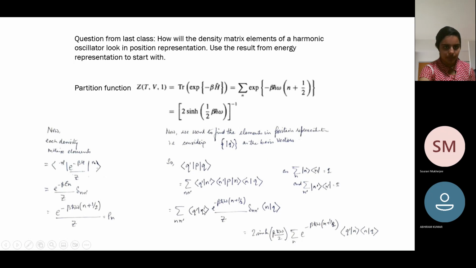So here Z we have replaced by this expression, which is 2 sinh of beta h cut omega by 2. It was in the denominator with this minus 1, so it goes up. Then this is the term that comes from this n prime rho n term, and then you have these two inner products which are given here, right? So this was, I think, a question from some previous assignment which Anushka most probably was not able to solve. So this is how it is supposed to be solved.